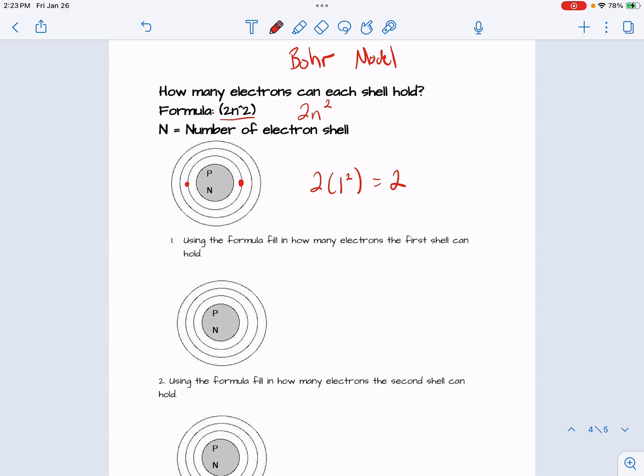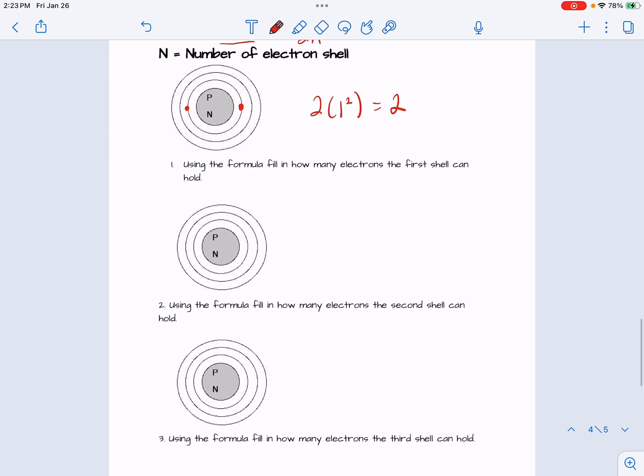The second question is asking us, using the formula, fill in how many electrons can fit in the second shell. So once again, I'm going to use the same formula. 2 times 2 squared: 2 squared is 4 times 2 is 8. So I know that I can fit 8 electrons in the second energy level. Okay, you can see I left the first one blank because it can only fit 2. The second one can fit 8.